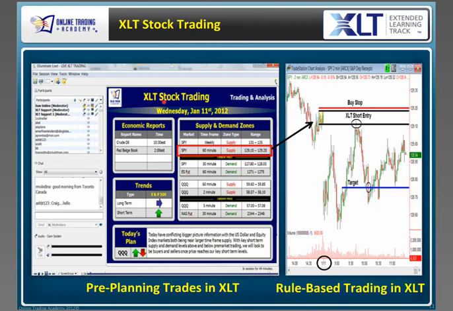XLT stands for Extended Learning Track. Great question, John. I'll hit that in just a minute. So way before this market opened, none of this action has happened yet. We identified the supply levels in the spiders from 129.10 to 129.20. That was right here. Now, what is so important about this supply level? Now, as you can see, the market was gapping down that day, and I knew that an hour before the market opened.